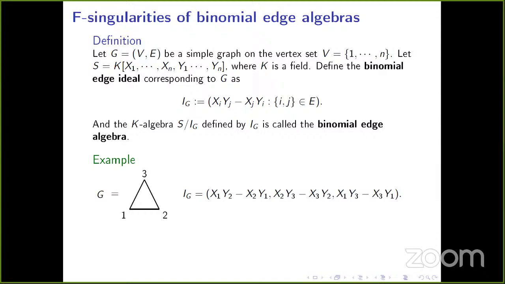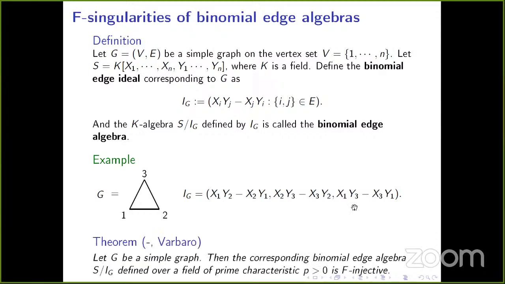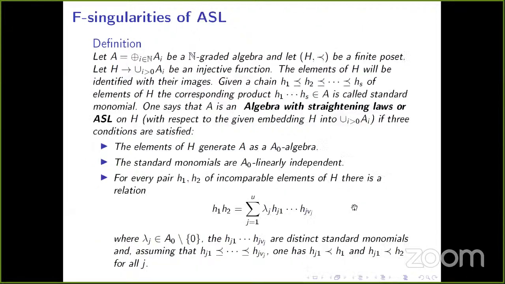It is known that there exists a monomial order on S such that the initial ideal of I is square free. Hence, by our result, we can say that for a simple graph G, the corresponding binomial edge algebra S mod I_G defined over a field of prime characteristic is always strongly F-injective. In particular, it is F-injective. So this is the F-singularities of binomial edge algebras.